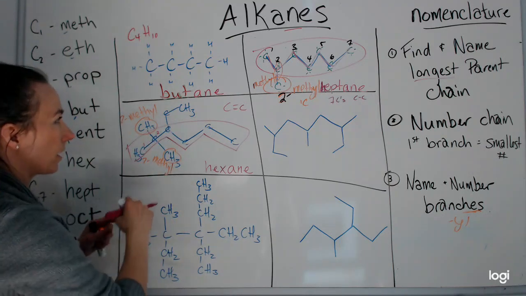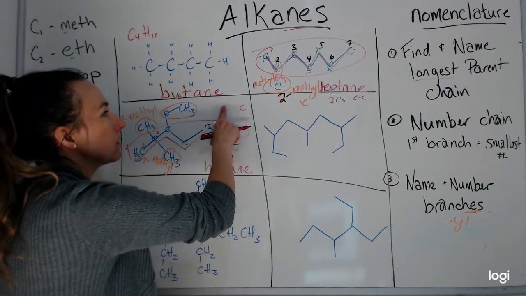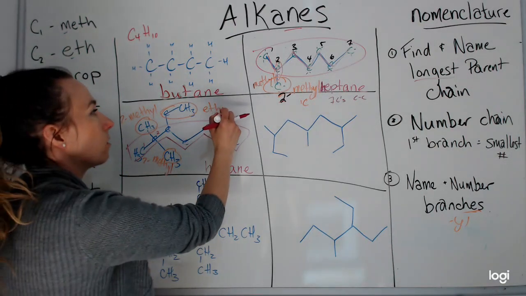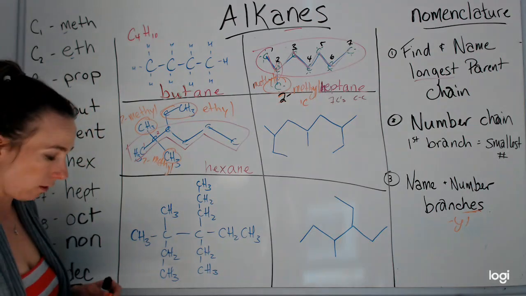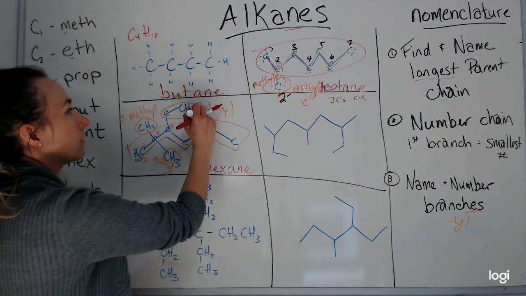And this one is going to be, I have 2 carbons here. How do I say 2 carbons? Eth. And how do I say that it's a charm? YL. So ethyl. This ethyl is off of carbon 3.